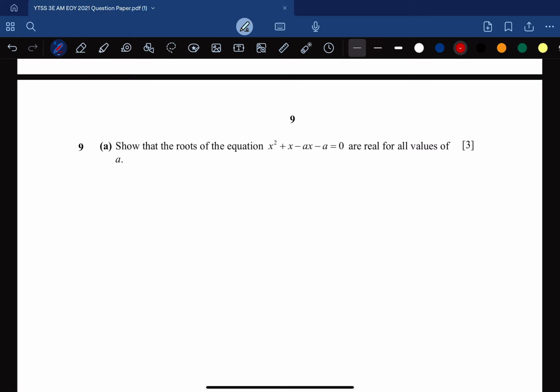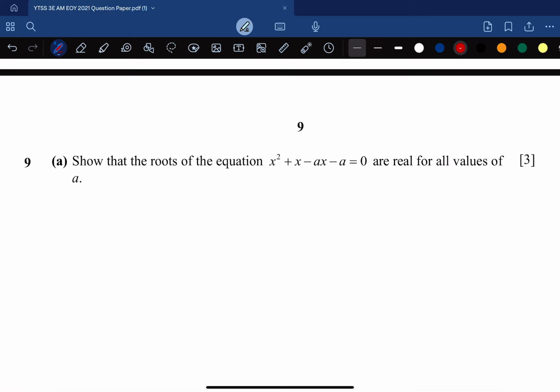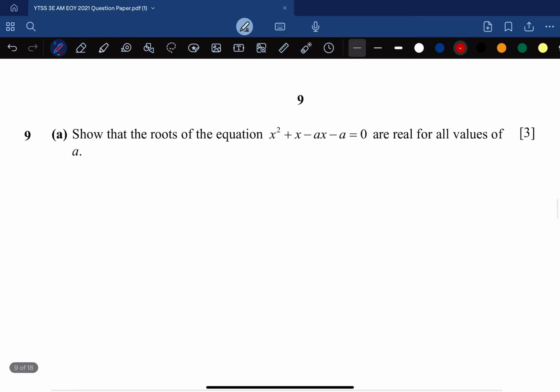So if I analyze this equation here, I can rewrite this, because any quadratic equation can be rewritten to its general form, which is ax squared plus bx plus c. So this can be rewritten as x squared plus (1 minus a) times x minus a equals 0. Okay, so from here, we know that for the roots of an equation to be real, the discriminant must be greater than or equal to 0.